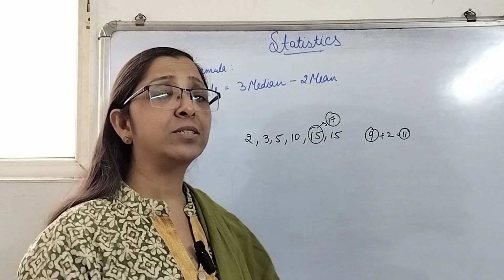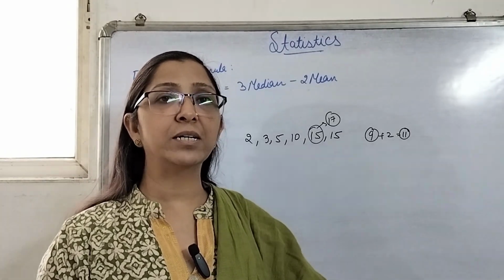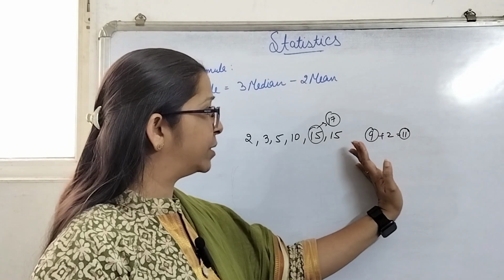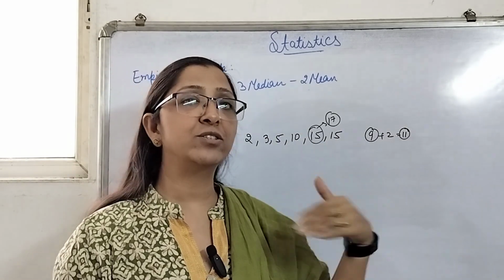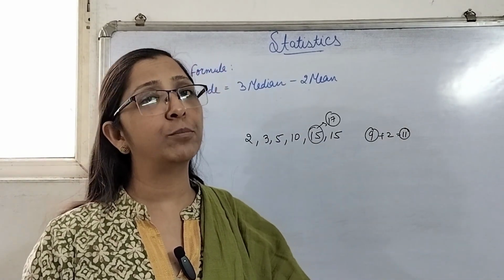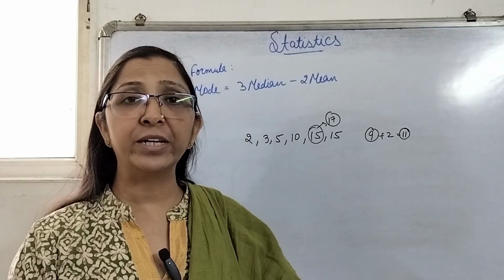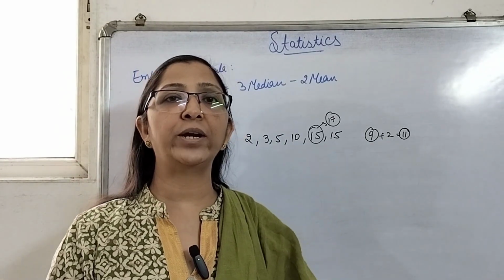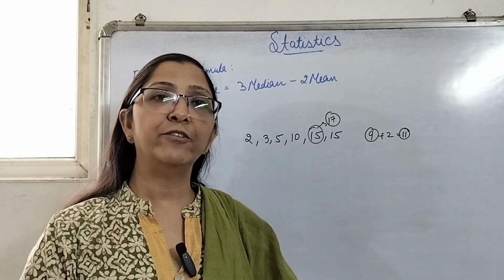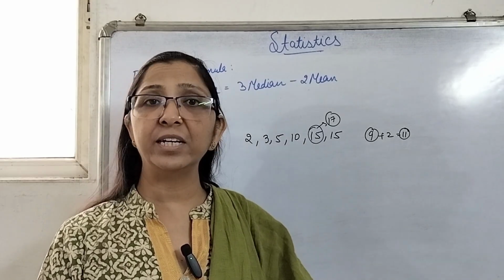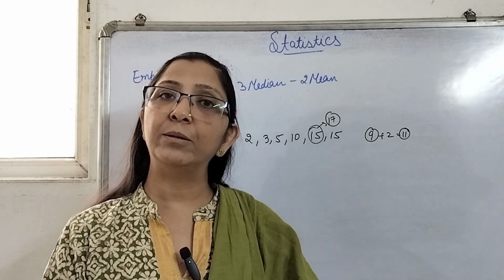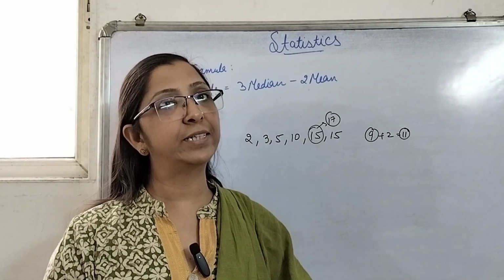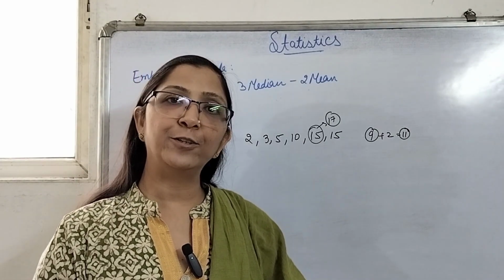These types of questions are generally asked for one mark in the board examination. So just keep this in mind: if all the observations are increased, decreased, multiplied, or divided by a fixed number, then your mean, median and mode are all going to vary accordingly. If it is added, all will be increased. If it is subtracted, all will be reduced. Like that, it will impact each and every central tendency. Hope it is clear to you all.